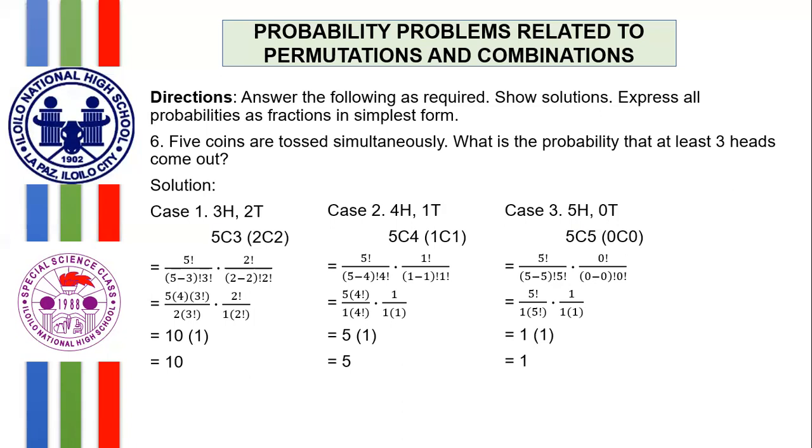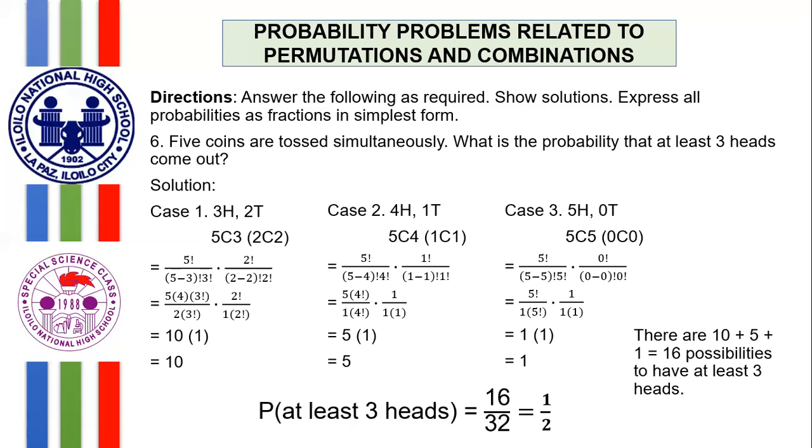So what do we do then with 10, 5, and 1? Since we have 3 separate cases, it is important to determine the total number of cases through addition. There are 10 plus 5 plus 1 or 16 possibilities to have at least 3 heads. And remember, there are 32 possible outcomes in all. So the probability of having at least 3 heads is 16 over 32 or 1/2. If you got it correctly, great job. But if not, still keep on going.